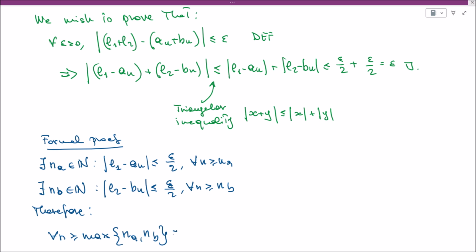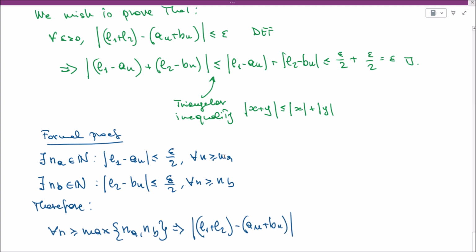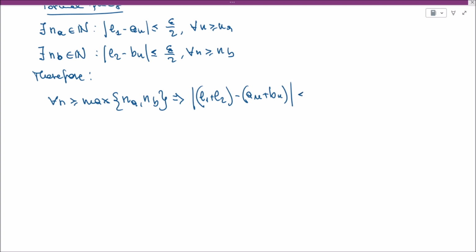So we can say that the difference |L1 plus L2 minus (an plus bn)|, and now we use the triangular inequality, will be less than or equal to |L1 minus an| plus |L2 minus bn|, but again this will be less than or equal to epsilon divided by 2 plus epsilon divided by 2, which is epsilon, and this will conclude the proof.